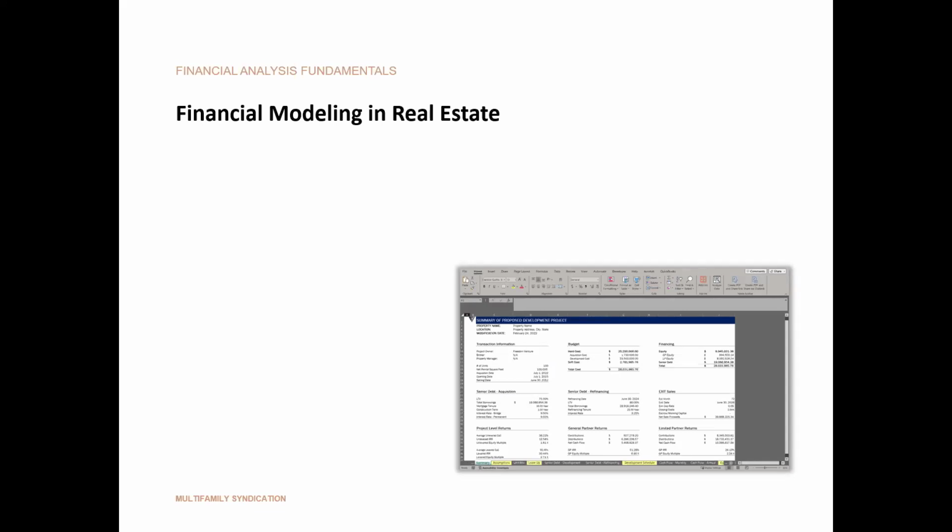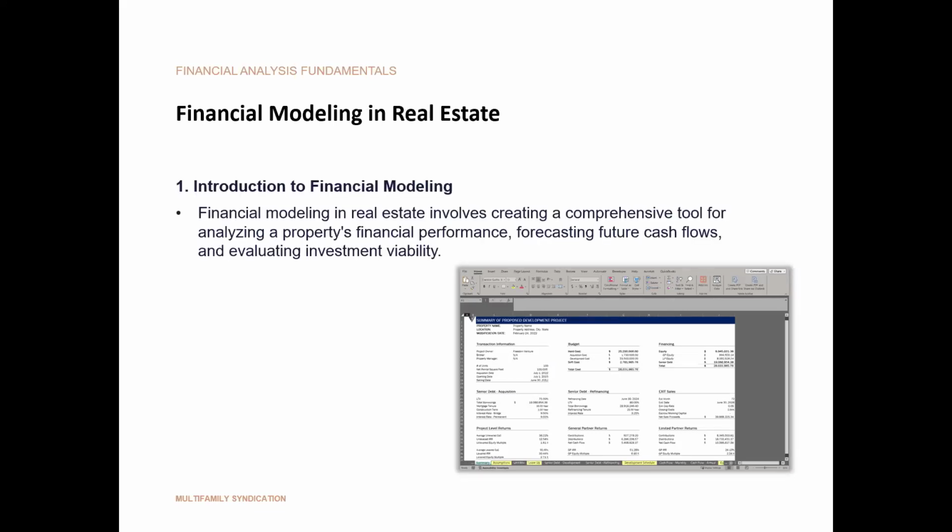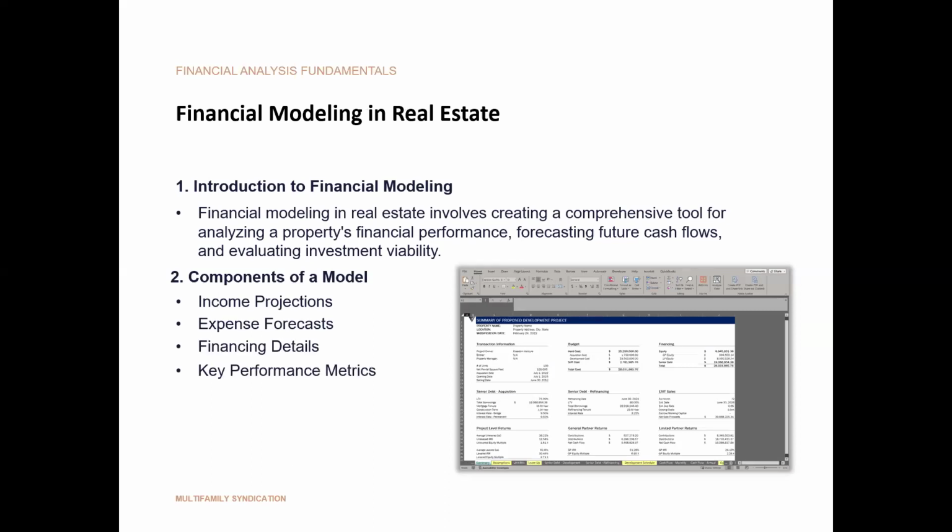Now, when you're looking at different investments, you're going to be handed an Excel model. You should be handed an unlocked Excel model, and that gives you the ability to go in and play with the numbers. It's going to have all the income projections, the expense forecasts, scenario and sensitivity testing, what-if scenarios, and also testing those key variables.